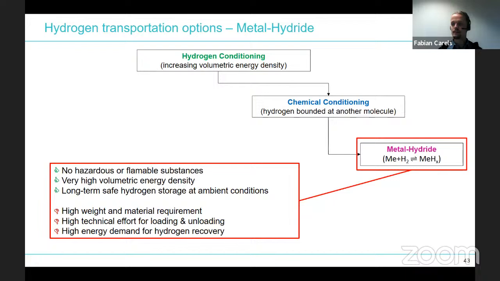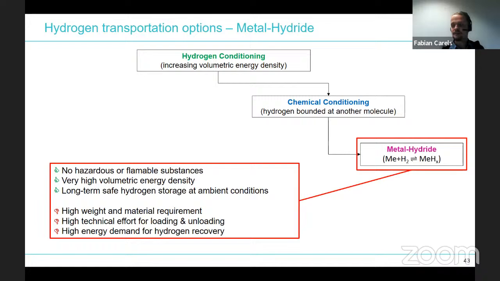They allow us to store the hydrogen with a very, very high volumetric energy density, and in the long term, it's very safe to store the hydrogen, so we don't need to be afraid of explosions or stuff like this. The metal hydrides are really heavy, so the gravimetric energy density is pretty low, and there's a huge material requirement, especially if we want to store greater volumes of hydrogen. Yeah, I mean, if you have ammonia or methanol, you just need to build a bigger tank. But if you use metal hydrides, then you need to supply a lot of these metals to the tank, and this might then be expensive.